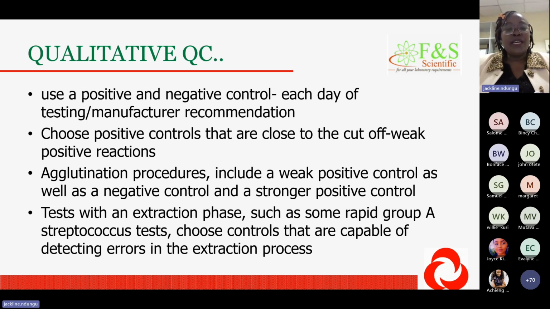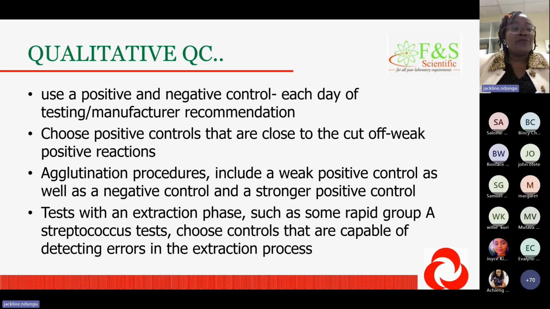So when you're choosing what to do, also look at the cutoff of the weak ones, because if you have your negative at a cutoff of, let's say, 0.1, you want to get a QC that is close also to that. Because again, previously, as I have mentioned, you want to get the medical decision on the same.